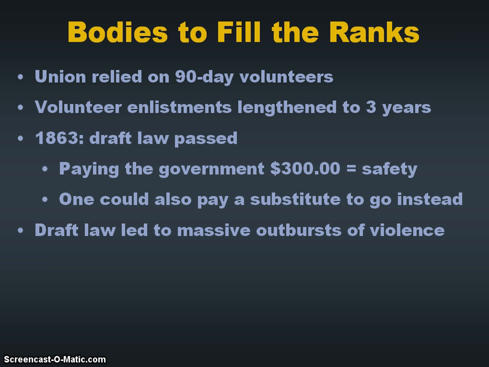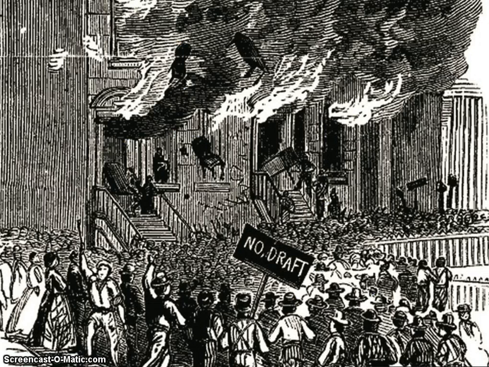And this draft law is not going to be popular at all in the North, especially among certain groups of individuals. In 1863, we're going to see the draft riots of New York. It's going to just be these massive outbursts of violence, especially from areas like the Five Points of New York, which is one of the poorest sections of the city at the time.